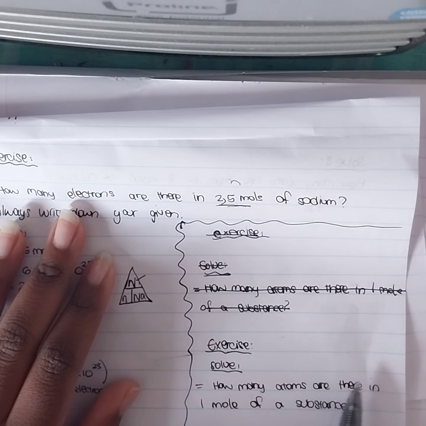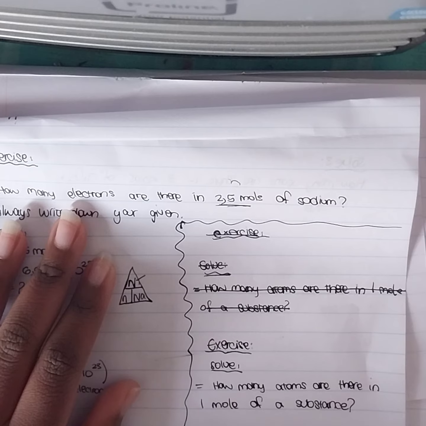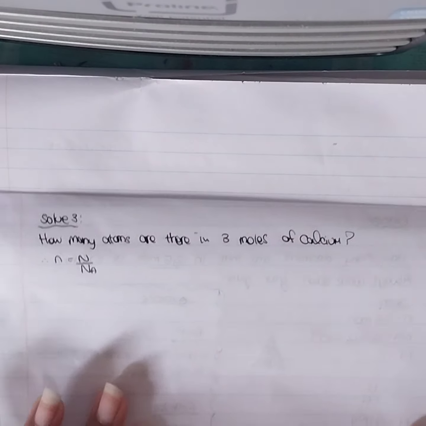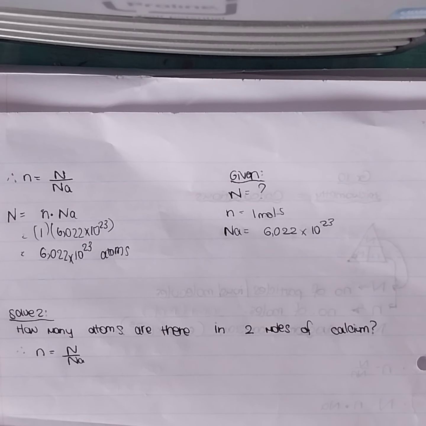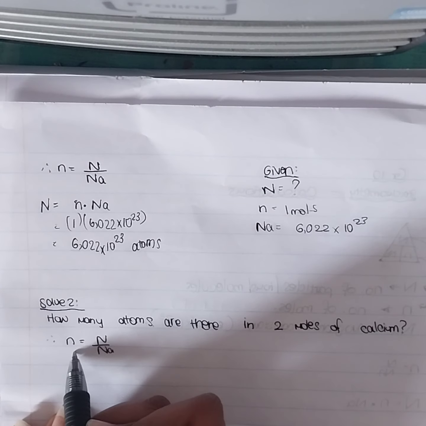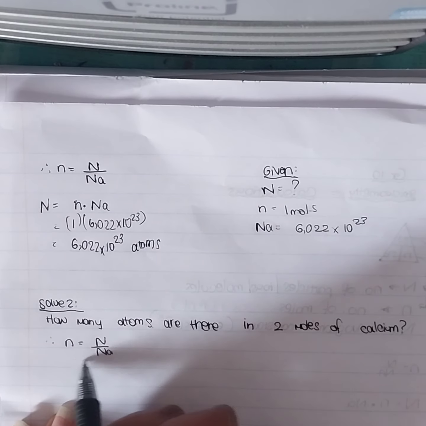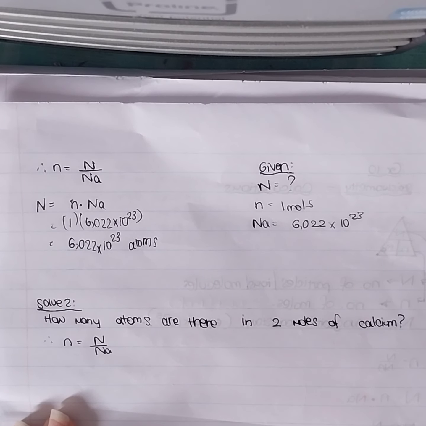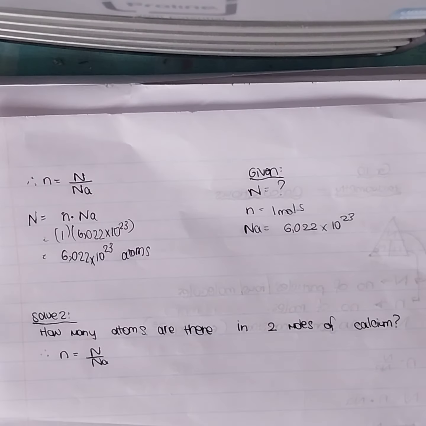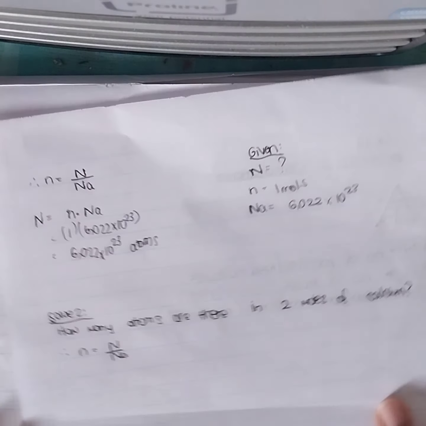How many atoms are there in 1 mole of a substance? Remember what a mole is? It's the amount or the quantity. Okay, so it says here, how many atoms are there in 2 moles of calcium? So of course, always write down your formula. N is equal to n over Na. Always write down this. This is your general formula, always, okay? Because my teacher says that you must always write that, or you won't get the mark, right? So basically, kind of like 2 formulas, right?